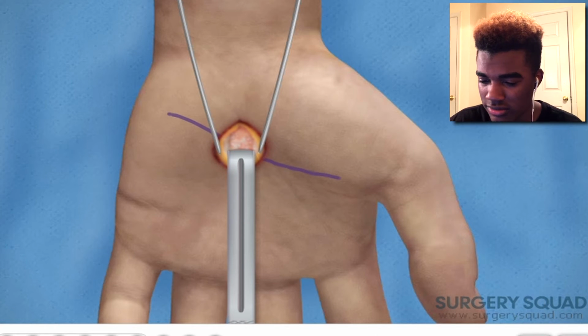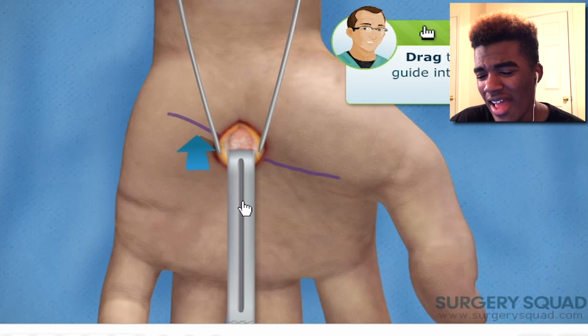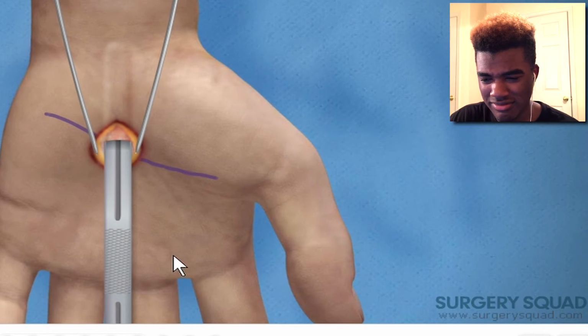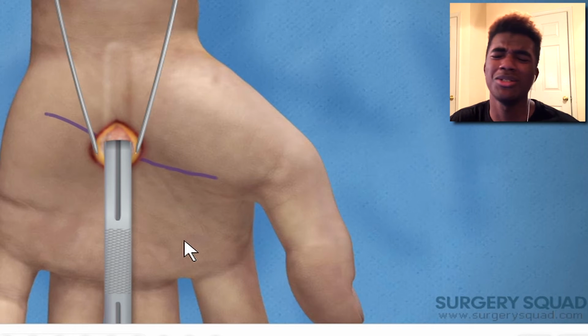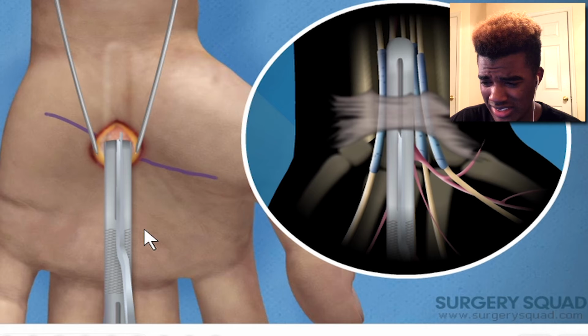...nerve and tendons. Go ahead and push the carpal tunnel guide into place. Once it's in position, you'll advance our special knife down the guide to split the carpal ligament. As you push the knife forward, you will feel it cutting through the carpal ligament.